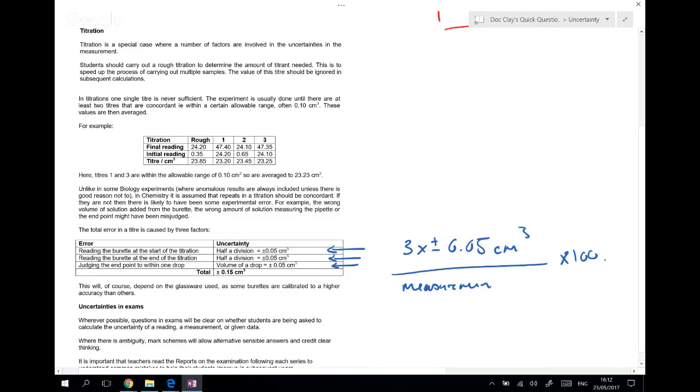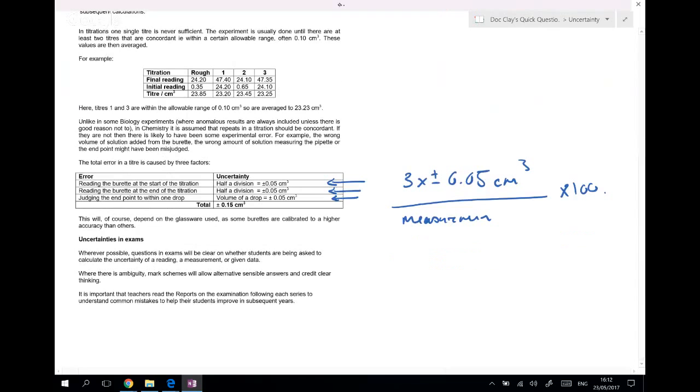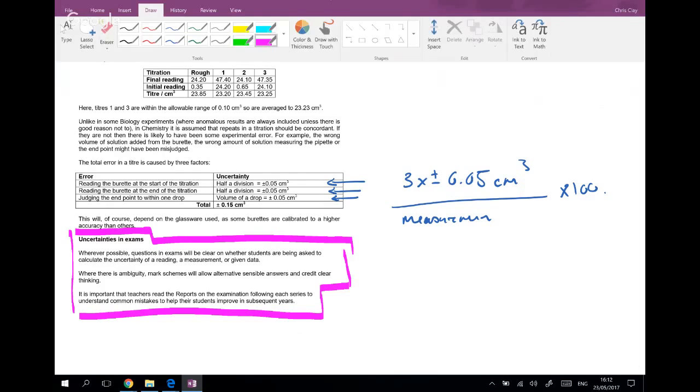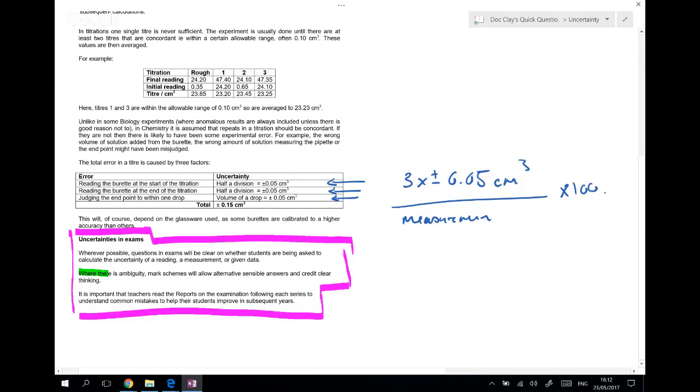Now, what has not been so clear when they've worked through this in the specimen papers is that they've not really identified this, they've just expected this to be knowledge. So the addition to this that we're now seeing from AQA, where we're dealing with uncertainties in exams, and I think hopefully this will put your minds at ease a bit, is that they've now specified that where there is ambiguity, mark schemes will allow alternative sensible answers and credit clear thinking.